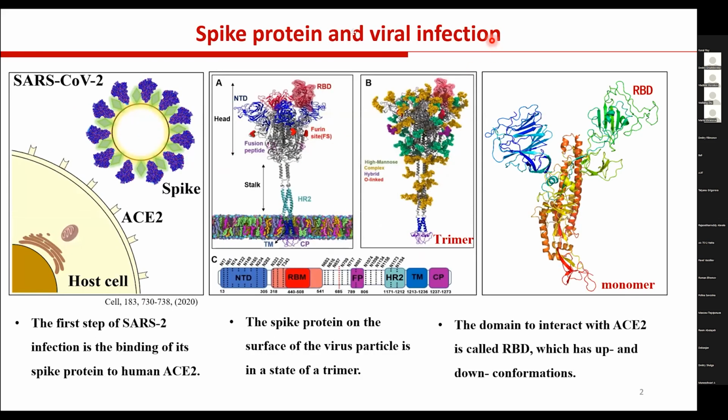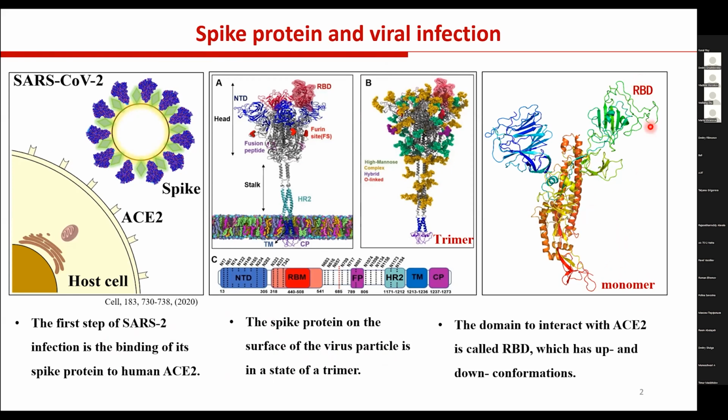It's well known that the spike protein is essential to viral infection. For instance, the first step of SARS-2 infection is the binding of its spike protein to ACE2. The spike on the surface of the virus particle is in a state of trimer. Here I show you the monomer.